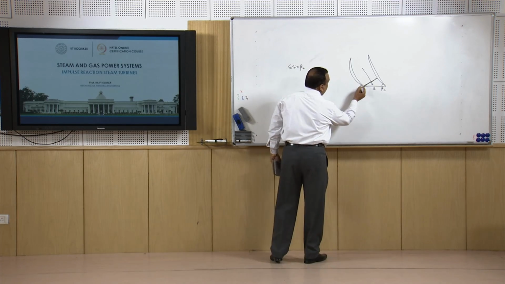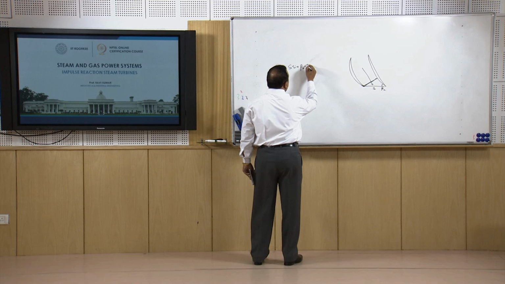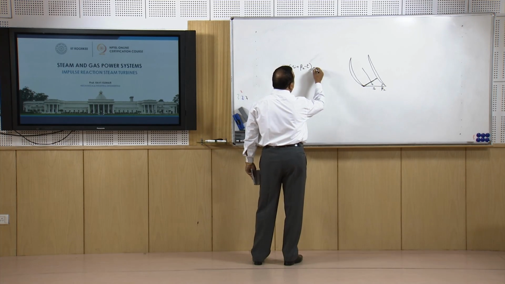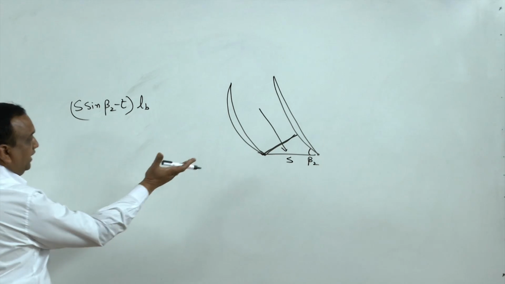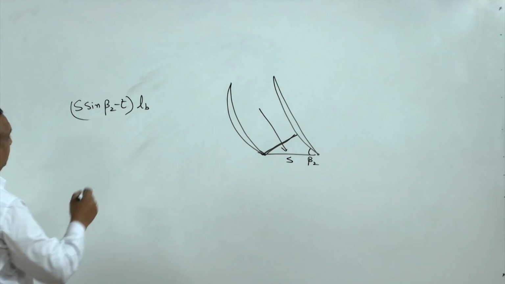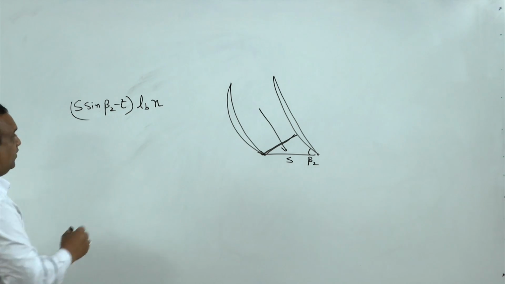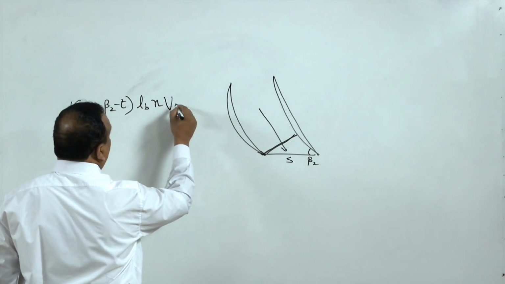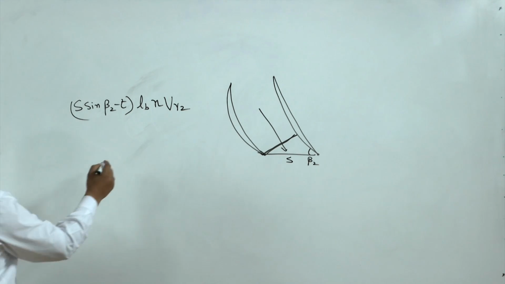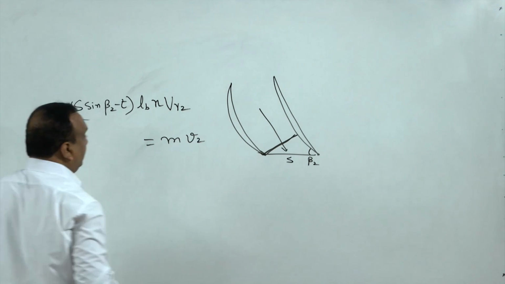The tip of the blade has some finite thickness, so this is subtracted from here, multiplied by the height of the blade, which is the length of the blade perpendicular to this board, multiplied by the number of blades, multiplied by the relative velocity at exit VR2, is equal to the mass flow rate times the specific volume at state 2.